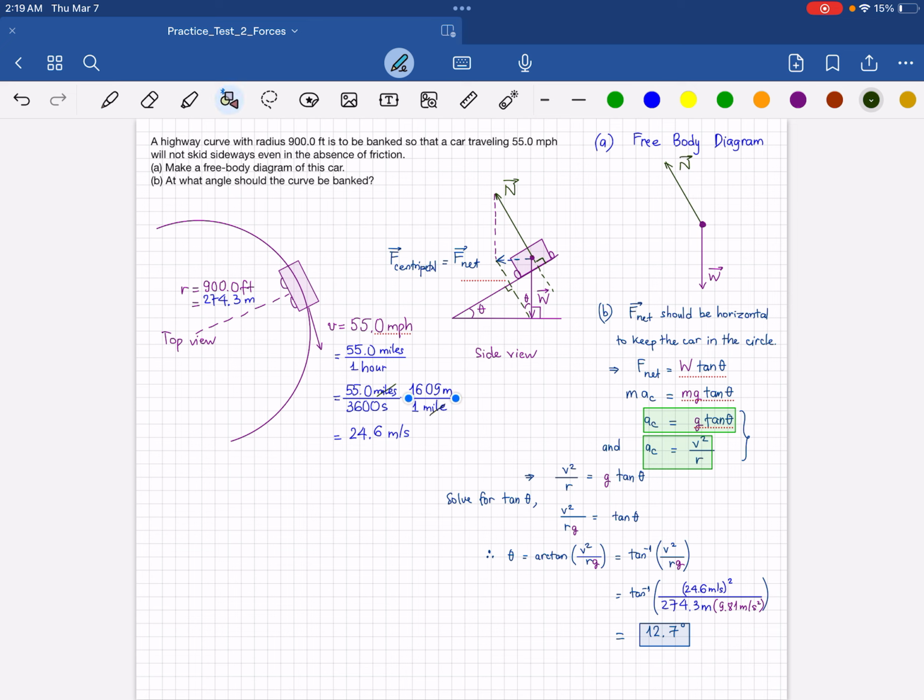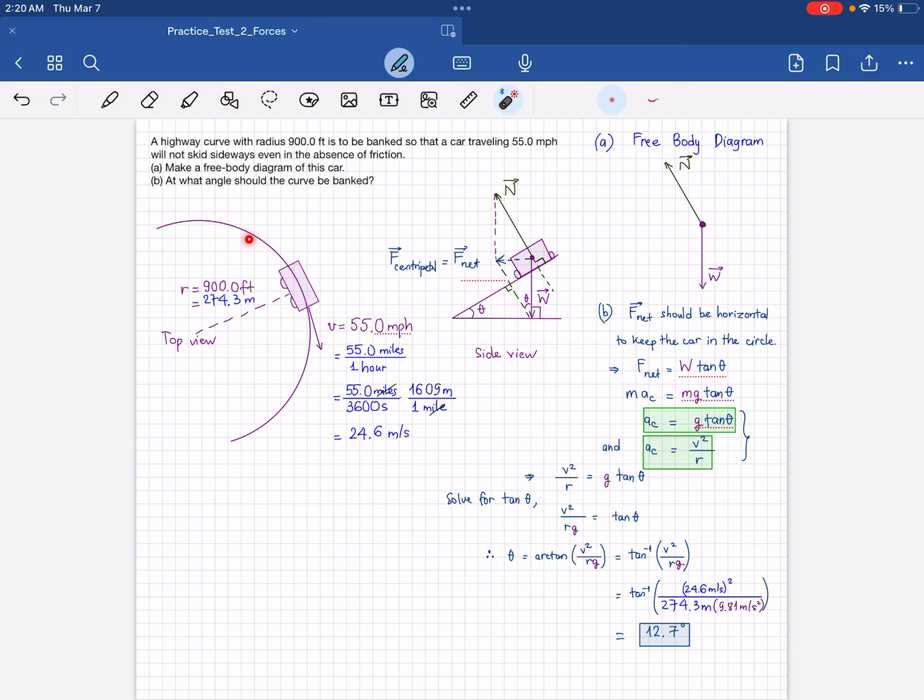Then we can cancel the units, and what is left is meters per second. We just need to multiply the numerical values together and divide, and then the unit is meters per second. So 55 miles per hour equals 24.6 meters per second. That's just the unit conversion. So, back to our problem here.